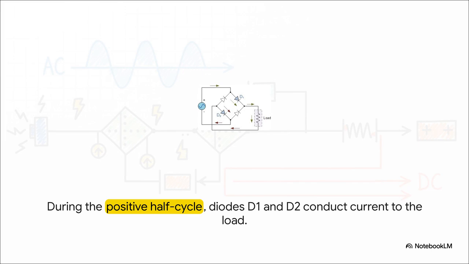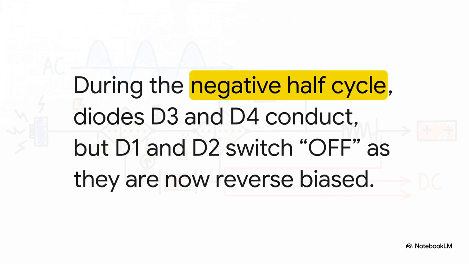Because of how they're facing, only diodes D1 and D2 are forward biased. That's just a technical way of saying they open up and let the current through. D3 and D4, meanwhile, are like closed gates. This forces the electricity to flow through our load, our device, in one specific direction. All right, but what about when the AC current flips for the negative half of the cycle?